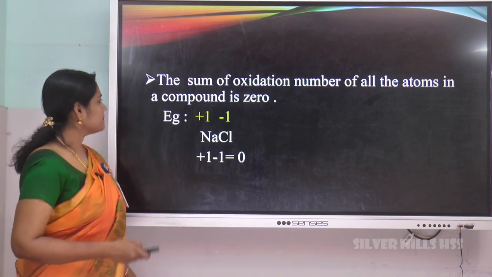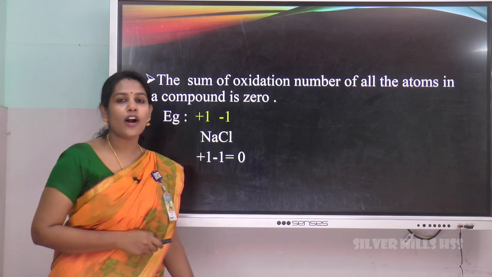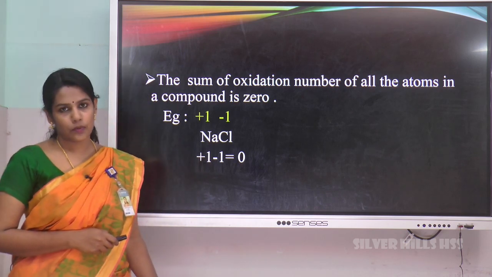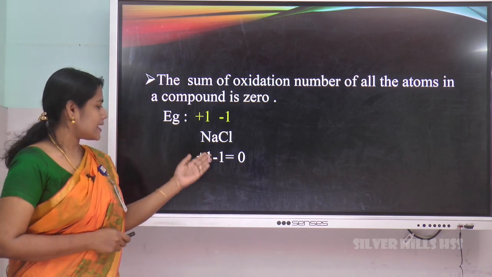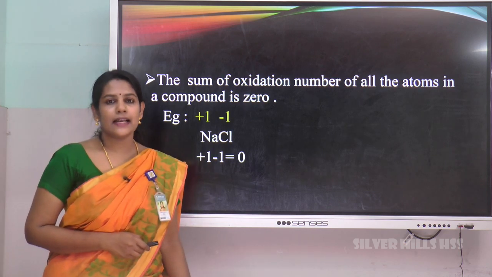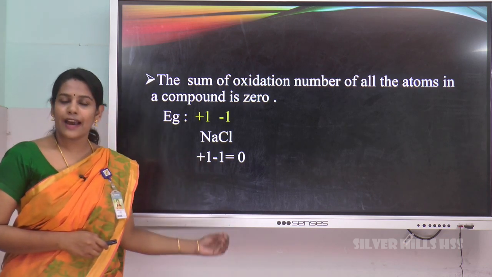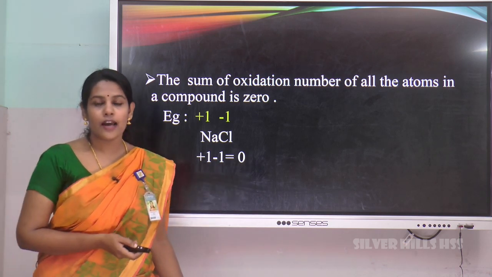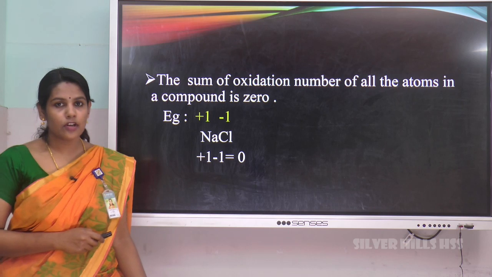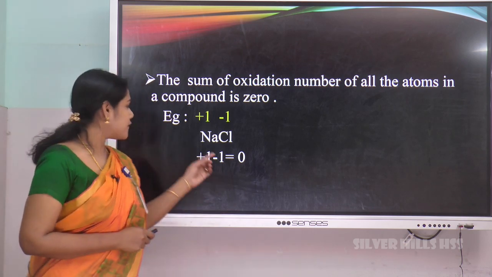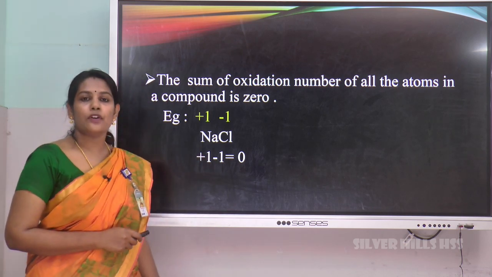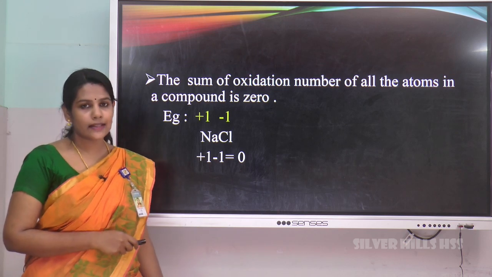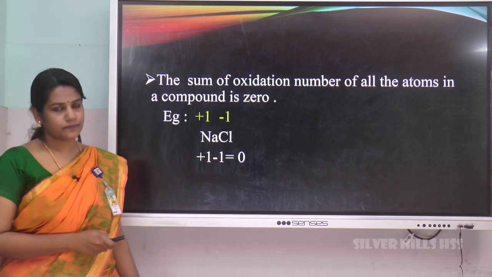Now the third rule, the sum of oxidation numbers of all the atoms in a compound is 0. So here an example, NaCl. NaCl is an ionic compound, and we have already studied that Na loses one electron and chlorine gains one electron. So the oxidation state of sodium is +1 and for chlorine is -1. Altogether the sum is equal to 0.